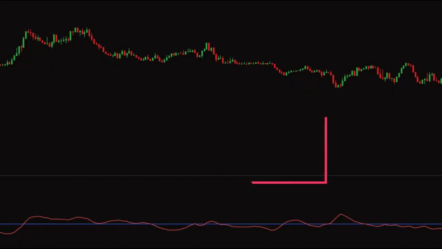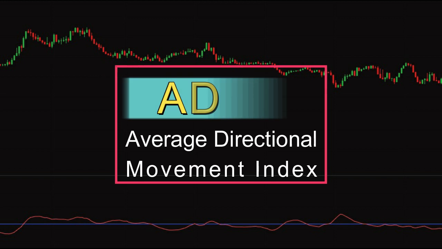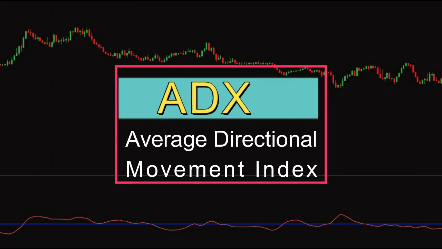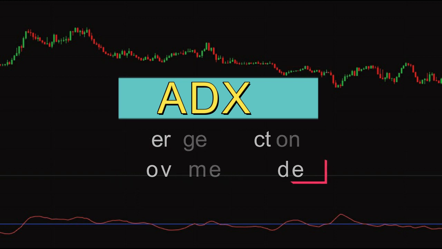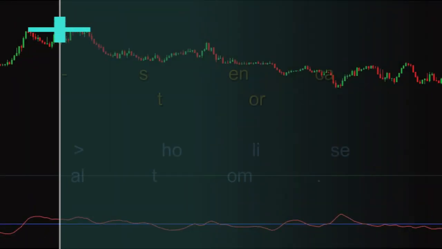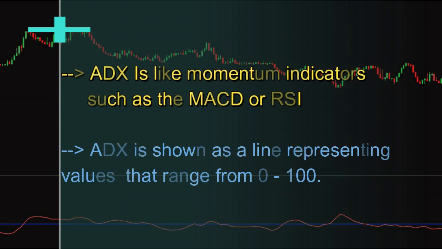Hello viewers, in this video we will learn about ADX. ADX stands for Average Directional Movement Index and can be used to measure the overall strength of a trend. The Average Directional Index is, like momentum indicators such as the MACD or RSI, typically shown in a separate window, above or below the main chart window that shows price.